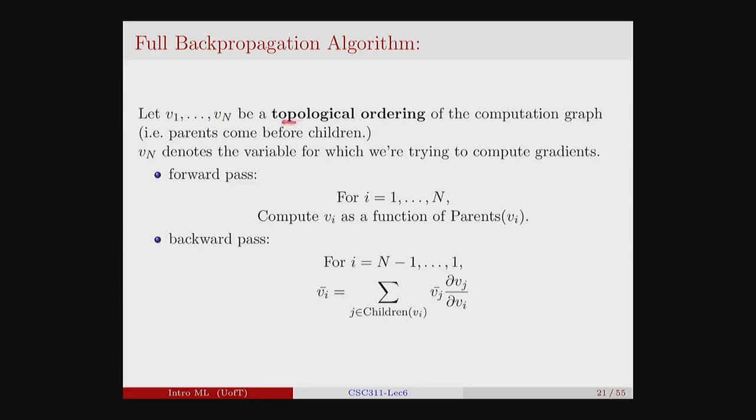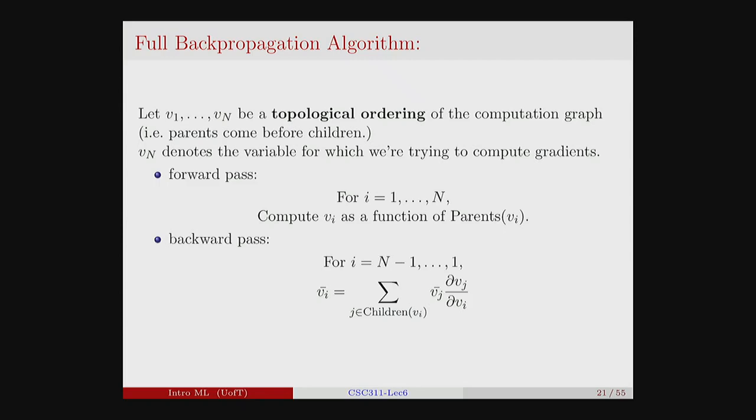For this topological ordering, where parents of each node come before the children, the forward pass, which is the evaluation of any loss function or any general function in the computation graph, can be simply computed as follows. For each i equal to 1 to n, you're going to compute Vi as a function of its parents. And by virtue of having done this topological sort at the very beginning, you're guaranteed to always have the computation that you need in the next step already done in the previous step.